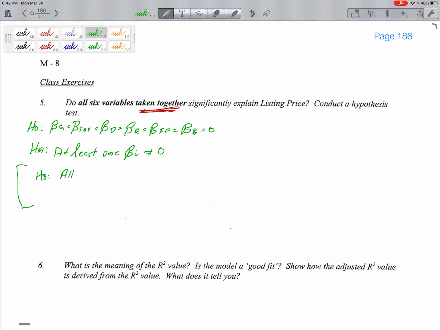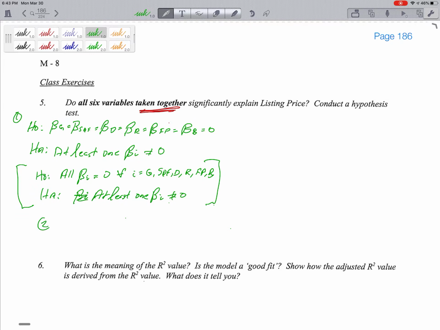Another way to write that is we could say all of the betas are equal to 0. It's important to have that word all in there, for i goes from G, SQF, D, R, FP, and B, to at least one of them is not. At least one beta i is not equal to 0. All right, so that's another way that we could write the H0.